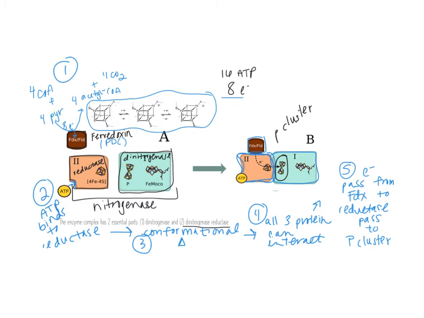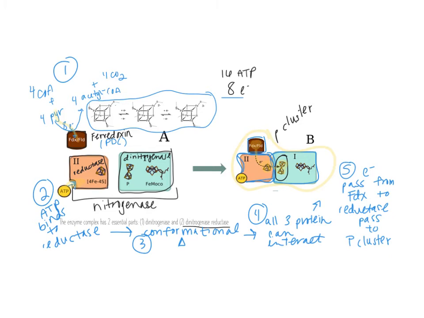All right, so electrons go from pyruvate to ferredoxin. ATP, at the same time and in parallel, binds to the reductase and changes conformation. Now everybody's bound together, and the iron sulfur clusters are all close enough to pass electrons. So electrons go from the iron sulfur clusters in ferredoxin to the iron sulfur cluster in the reductase into the P cluster.